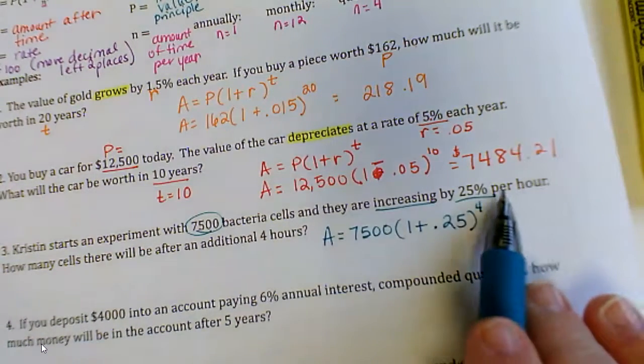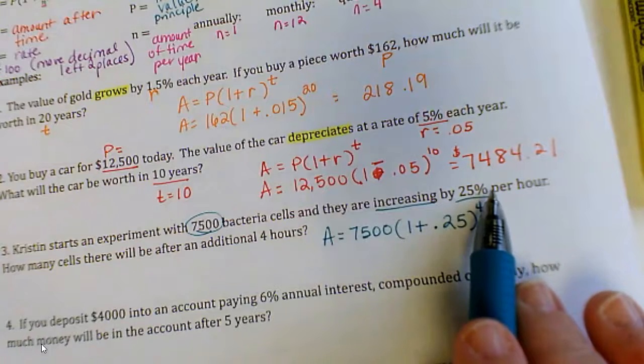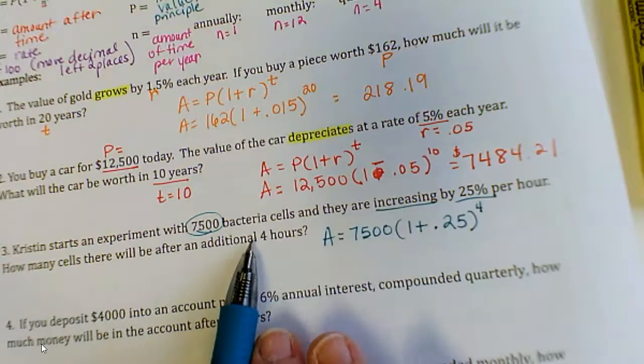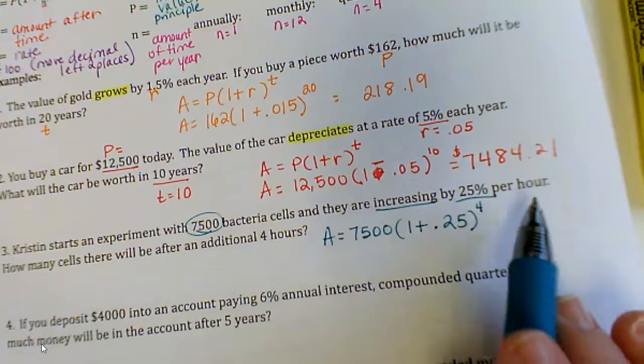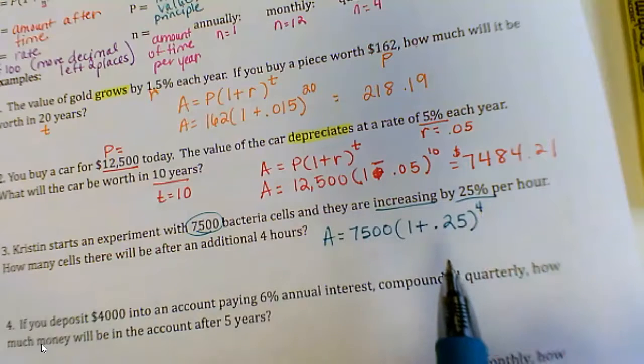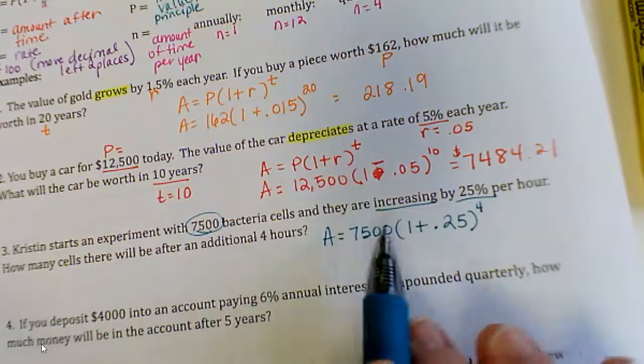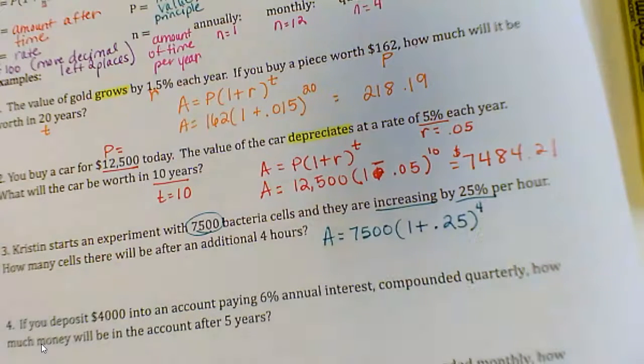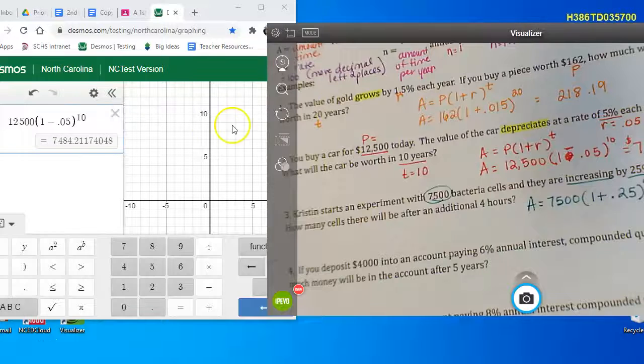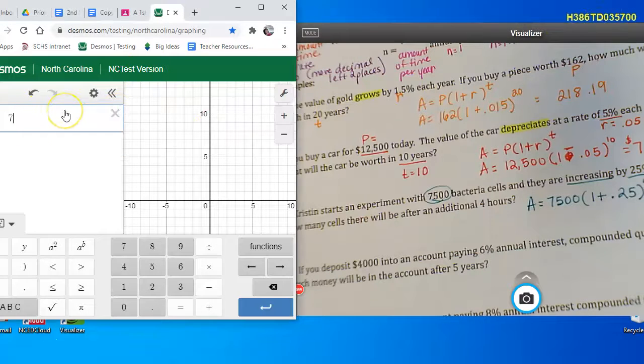Keep in mind that it says per hour here when it talks about the percentage. So when it wants to know about 4 more hours, I still have to be in hours. As long as the percentage is in hours and the time is in hours, we're good and we can keep it the same. Okay? So then we would just put that in to figure out what our final answer would be.